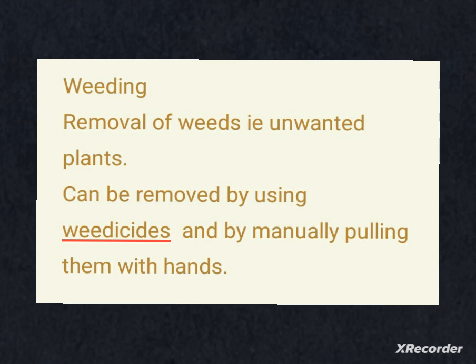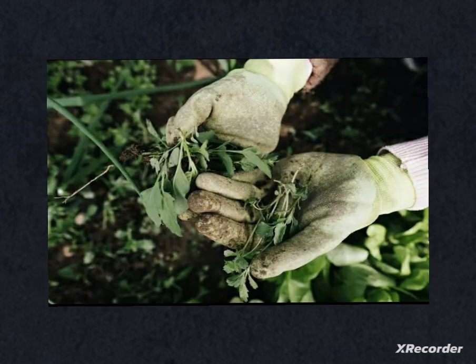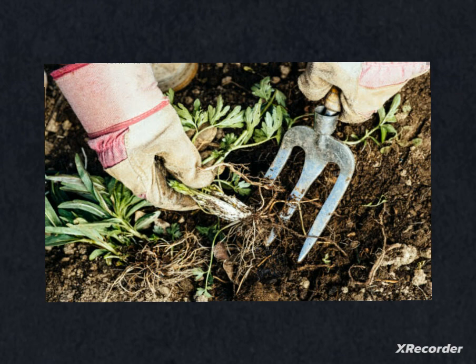What do you mean by weeds now? Weeds are unwanted plants which grow among crops. These weeds are removed by using weedicides or by mechanically pulling them with hands. Some weeds are also removed during soil preparation.